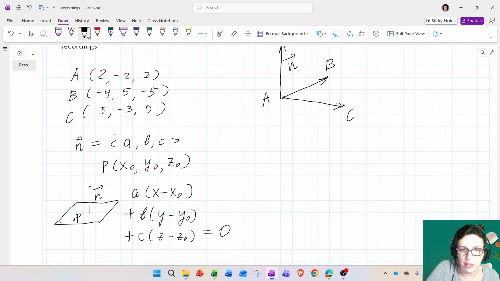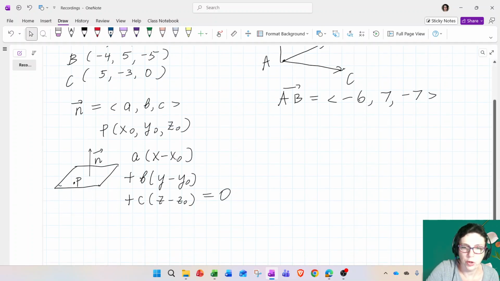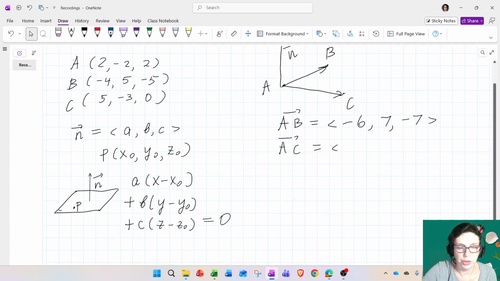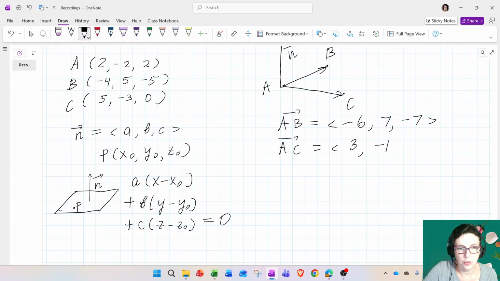Okay, so let's see if we can find vector AB first. So we're going to subtract the coordinates of A from B. So that's going to give us -6, 7, and -7. Okay, then we are going to find AC. So subtract the coordinates of A from C. So that will be 3. -3 subtract -2, it would be -1. And 0 subtract 2 would be -2.